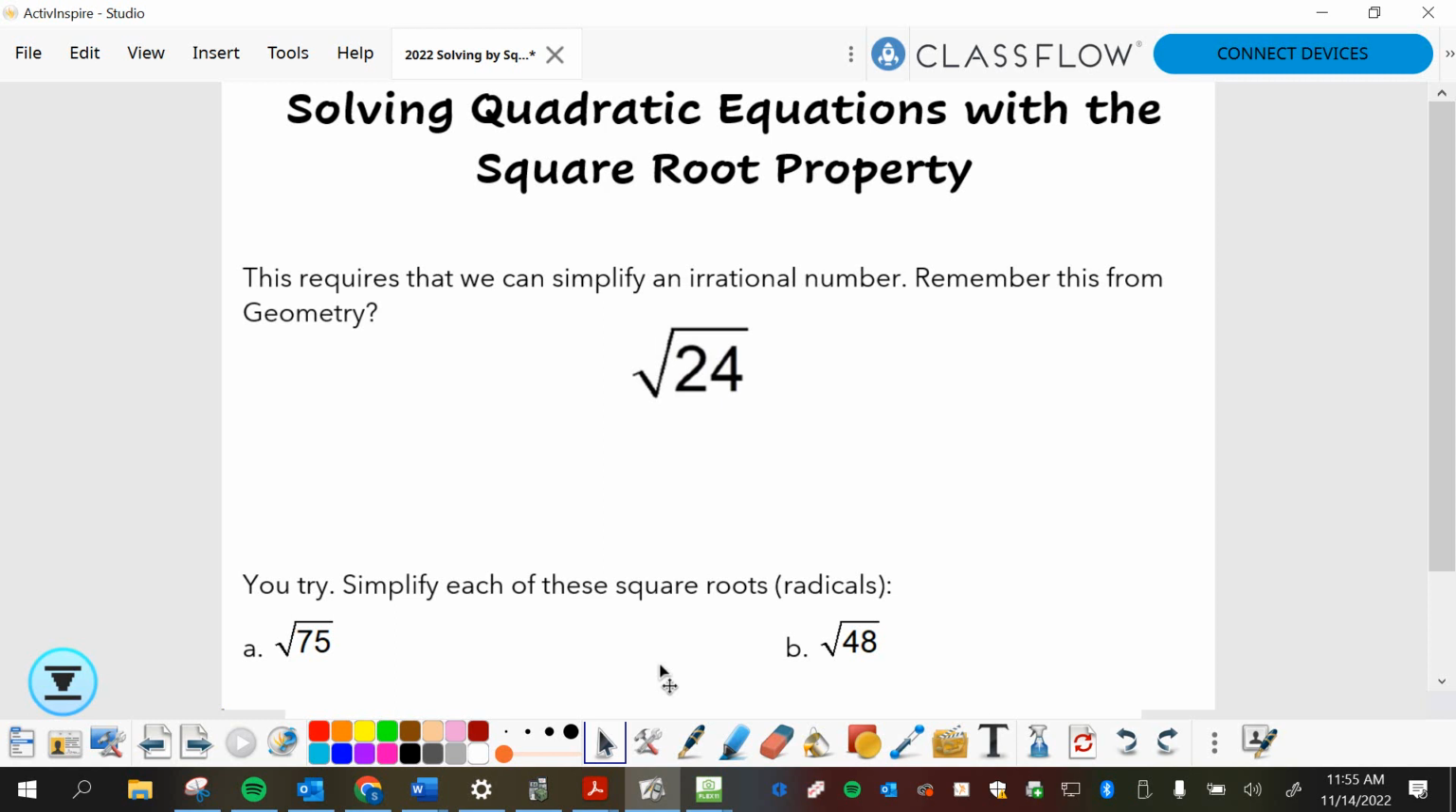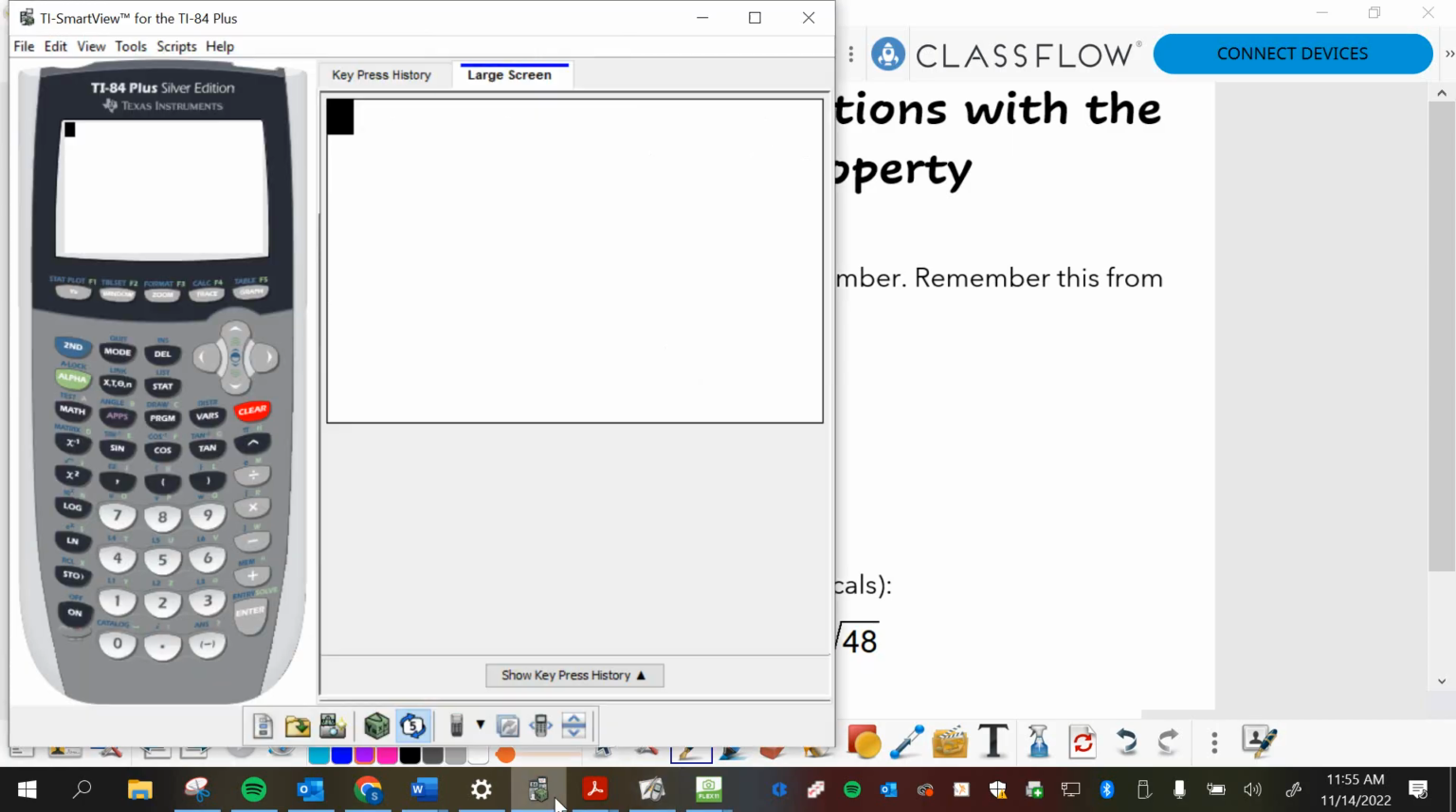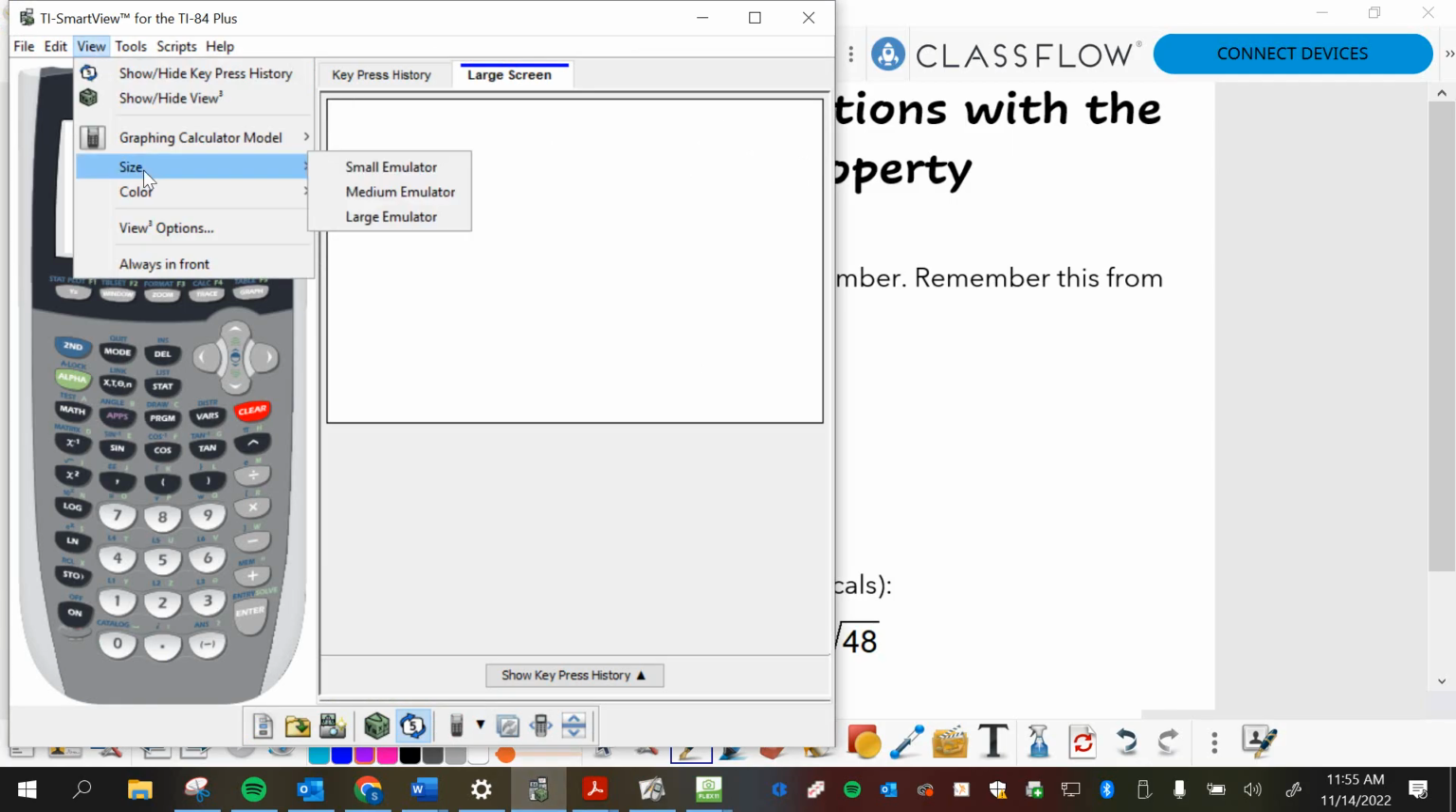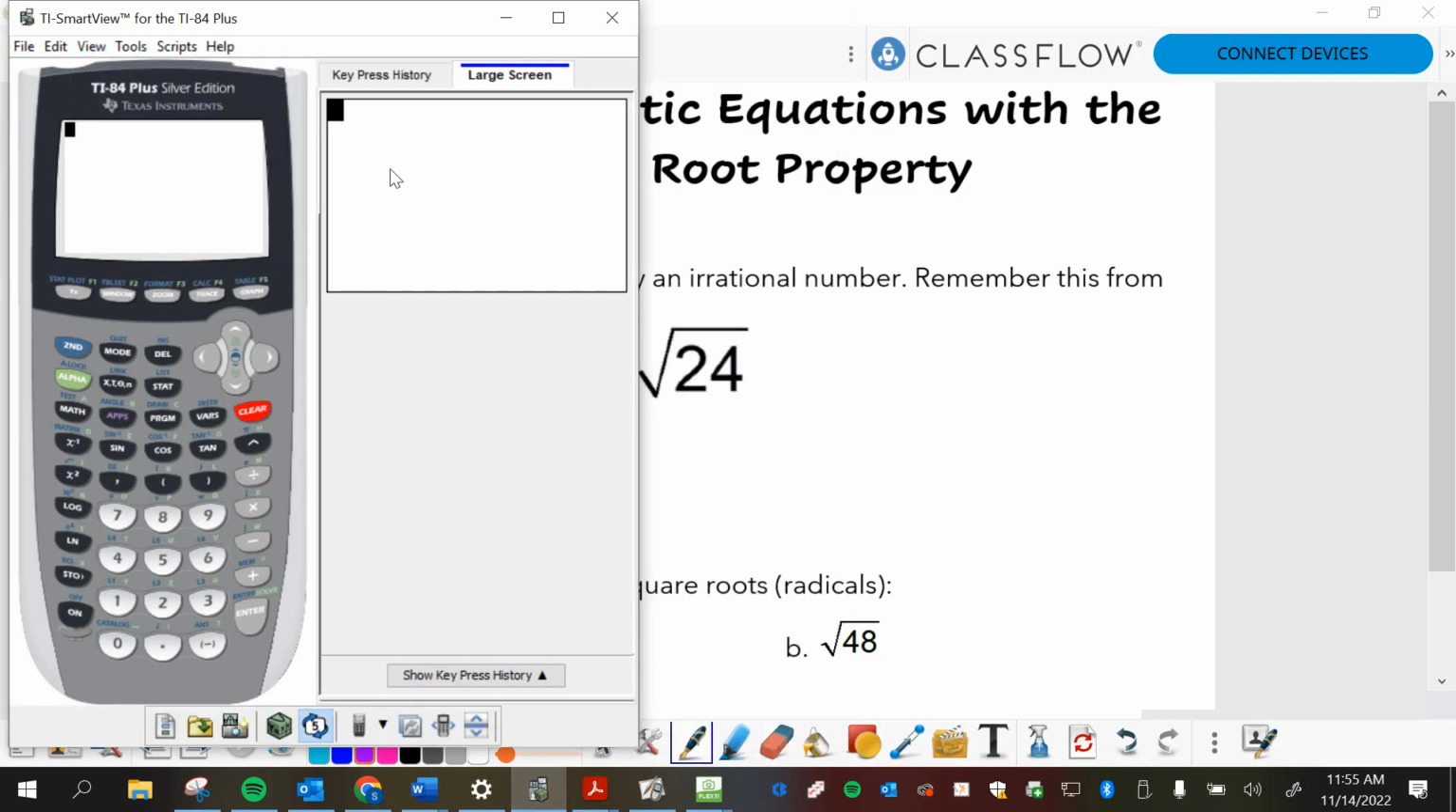The beginning of this is just a review from geometry. This is a skill y'all learned in geometry that we have to recall for this whole entire unit, okay? And it's simplifying a square root that can't be simplified, right? Like if you go to your calculator and type in square root of 24, it's going to give you a really long decimal. And we don't ever write that decimal, right? So instead, what we can do is simplify it.